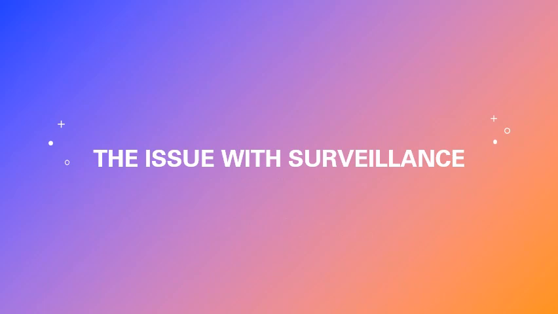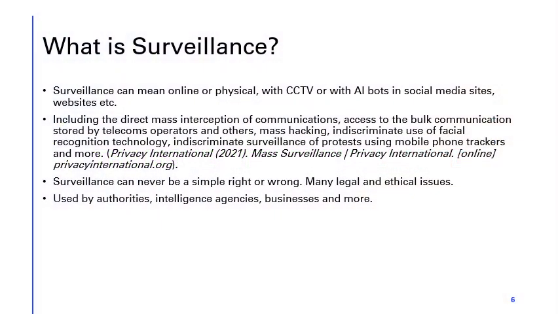Now, what is the issue with surveillance? First of all, what is surveillance? So surveillance can mean online or physical. I'm sure you've all seen CCTV cameras strung up on the side of buildings or around town everywhere. This is a form of surveillance, or this could be online with AI bots used in social media sites, just on regular websites to monitor people's behavior.